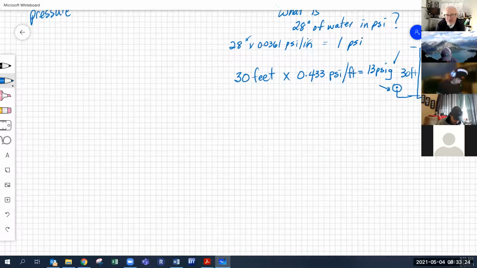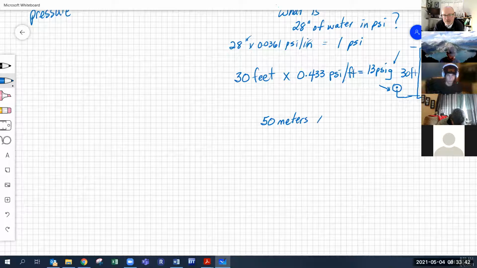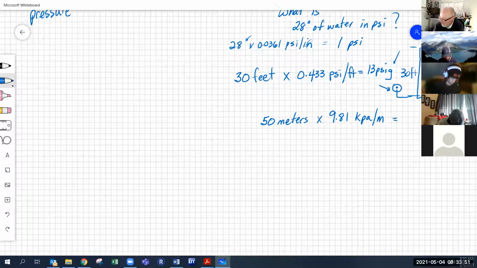And let's do an example of that. So if I had a pipe that was filled with water and that pipe was 50 meters tall, what is the gauge reading at the bottom? We simply take that, times it by 9.81 kPa per meter. And that would give me a pressure of 490.5 kPa if I had 50 meters of water in a pipe.